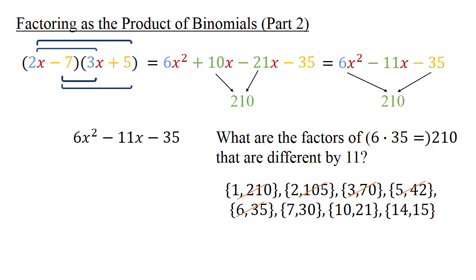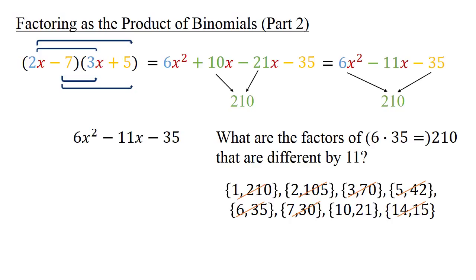We're getting closer, we're getting less each time. 7 and 30, those are different by 23. 10 and 21 are different by 11. 14 and 15 are different by 1. So we find the combination is 10 and 21. Those are the ones that are different.